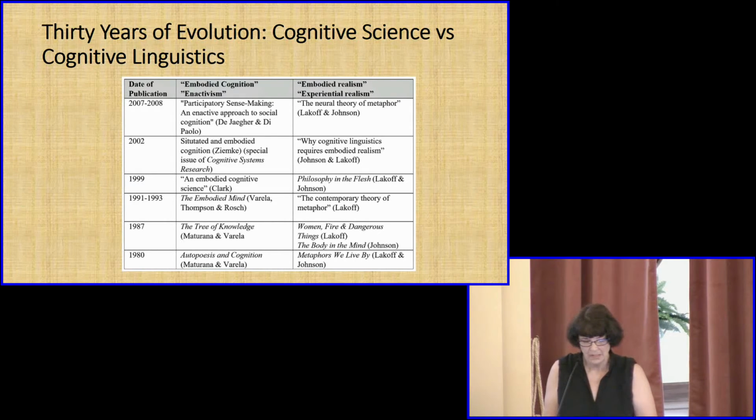In 2007, we have Jaegher's and Di Paolo's work, Participatory Sense-Making, an Enactive Approach to Social Cognition. And the same year, we see a further divergence away from the cultural. If you're familiar with the article, The Neural Theory of Metaphor, you realize that this is when the position really and truly hardened.